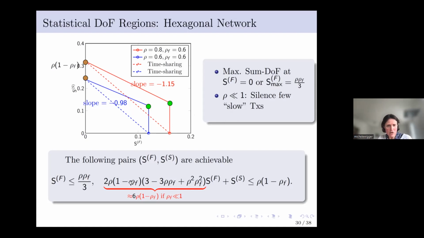And we can see the formula for the achievable region is given here. So this is this point here. And you see that we have this factor in front of the S_F. And this is basically describing the penalty. In particular, if rho_F is very small, then the factor is approximately 6. Because if rho_F is very small, that means each fast transmitter is isolated, and you have to silence all slow transmitters around it. So the 6 refers to the number of neighbors.